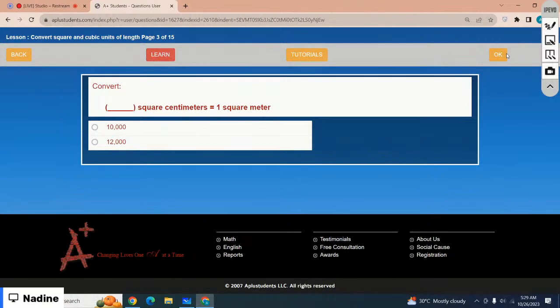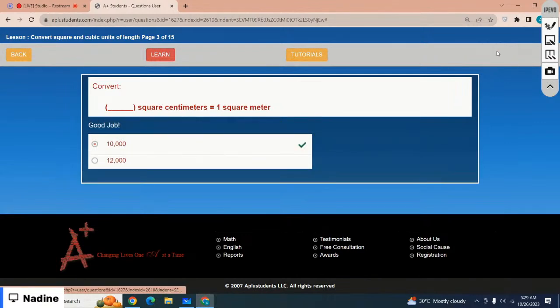One square meter equals how many square centimeters? Which is the correct option? Very good. The correct option is 10,000 square centimeters equal 1 square meter.